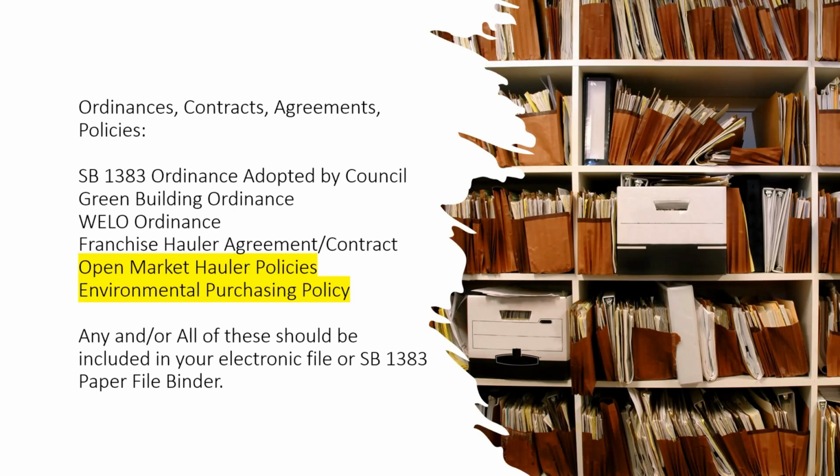Another ordinance, which was enacted several years ago, is the Water Efficiency Landscape Ordinance. Most municipalities should already have that ordinance somewhere in their codes, probably again in your building code, but you need to have it in a file so that CalRecycle knows you do have an existing ordinance. Also kept in your files should be a franchise hauler agreement or contract or some authoritative document advising that you do have this agreement with the hauler.